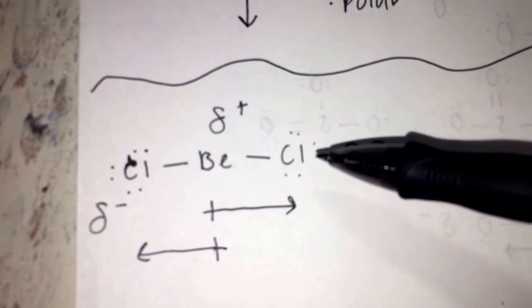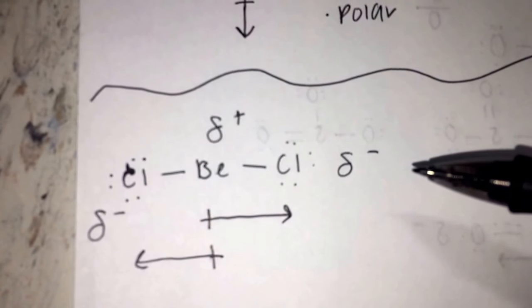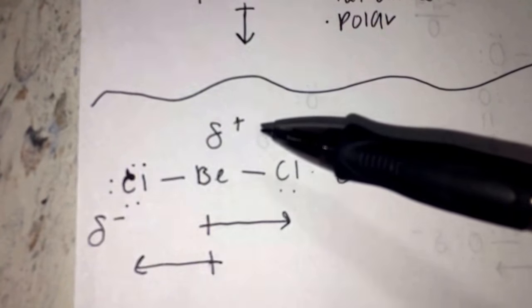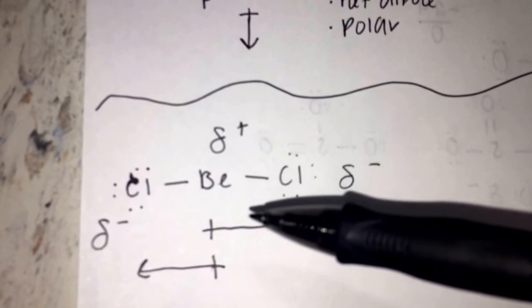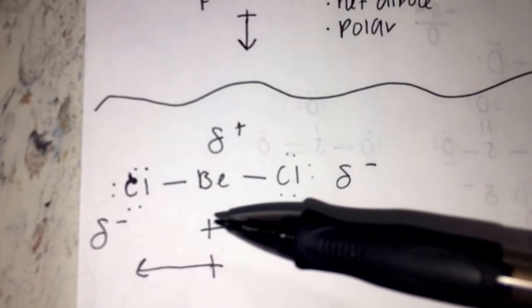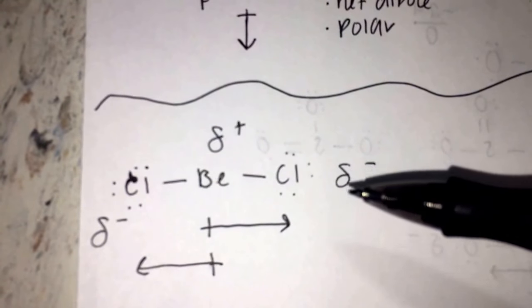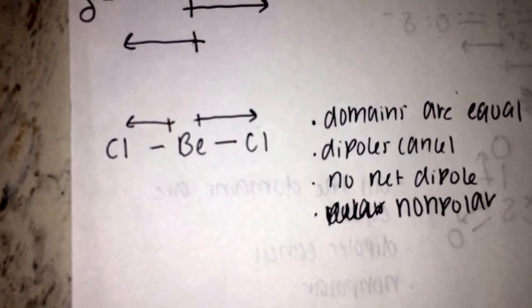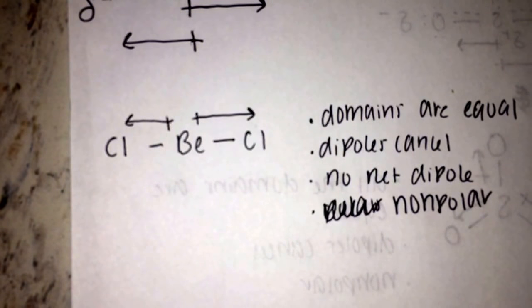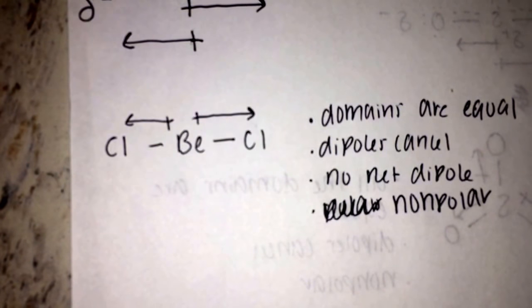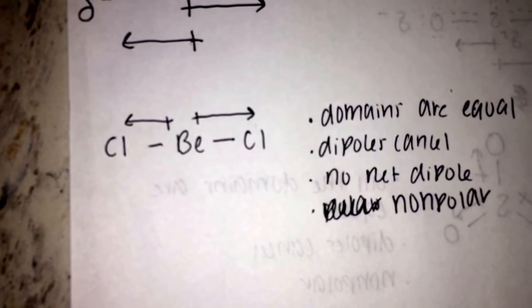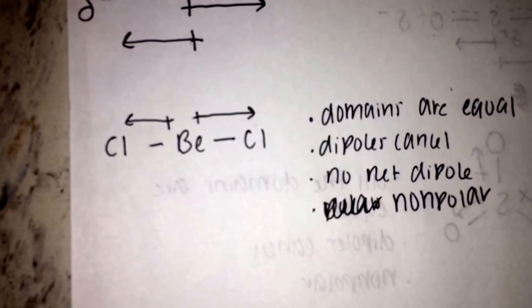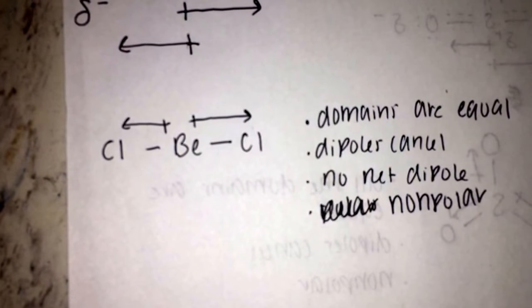The next molecule we have, BeCl2. Cl is more electronegative, so it has a partial negative charge, while Be has a partial positive charge. So we would draw our dipoles from the partial positive charge to the partial negative charge. Since our molecular geometry is linear and all of our domains are equal, the dipoles will cancel, there's no net dipole, and that means this molecule is nonpolar.